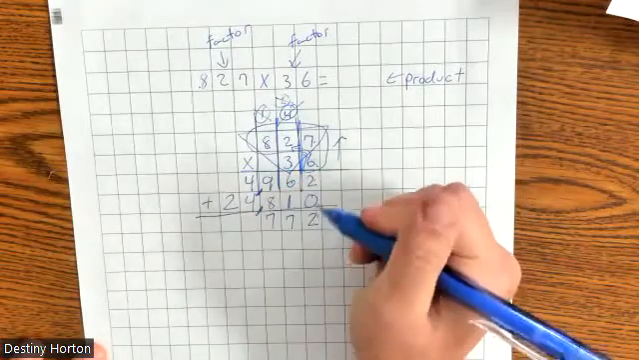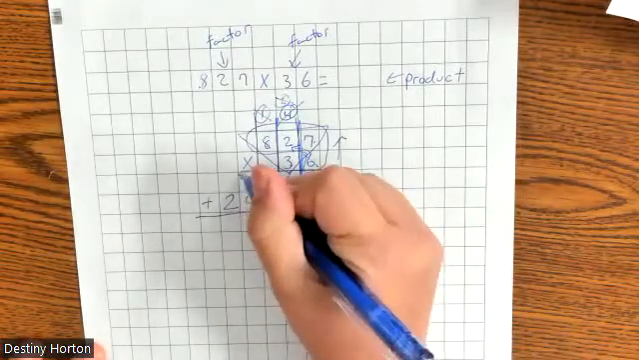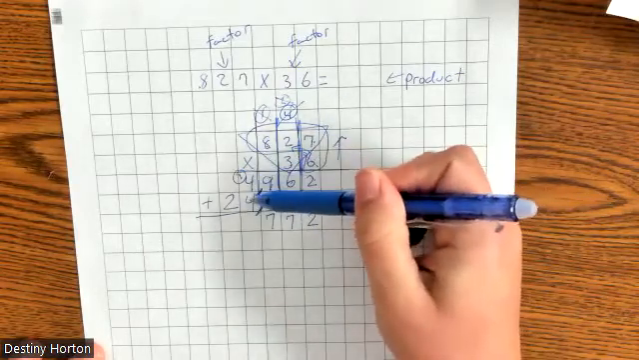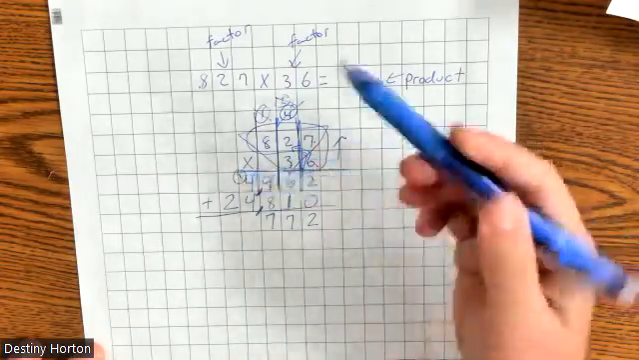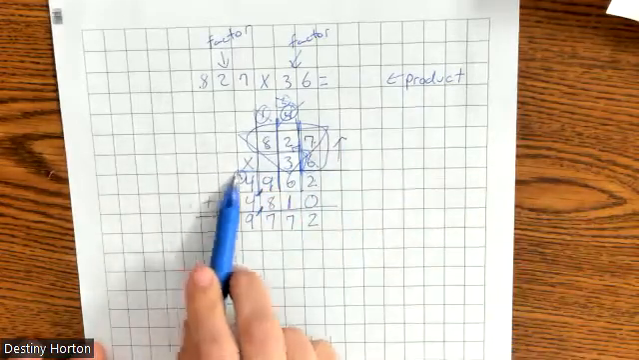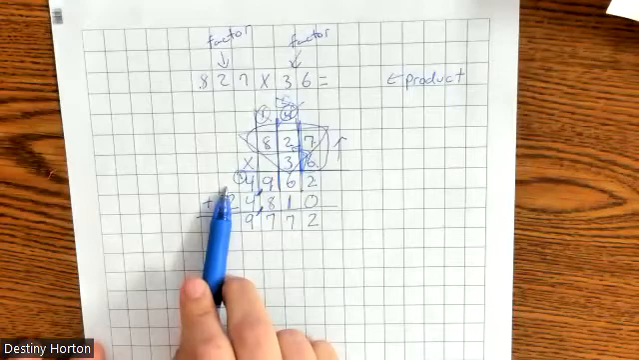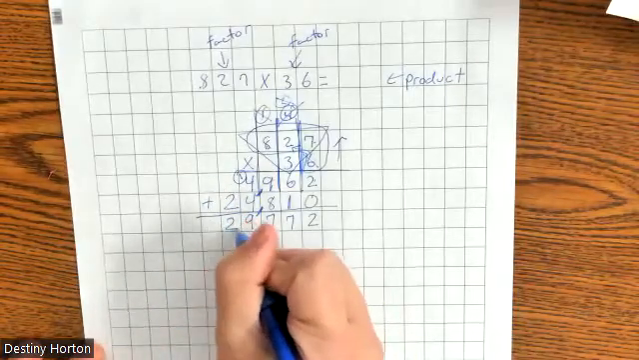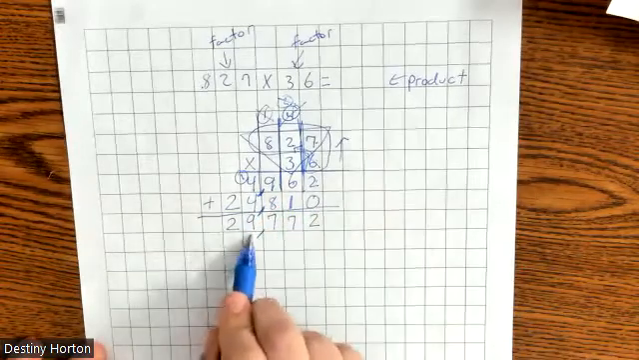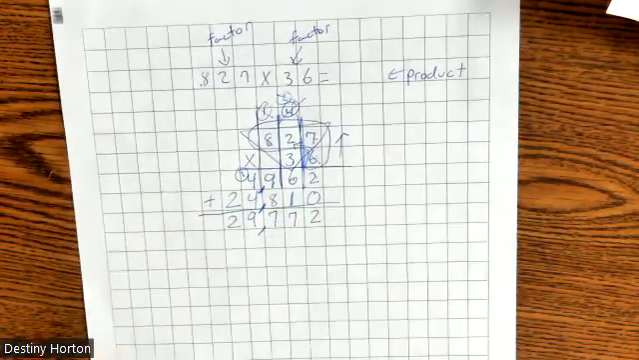So I put a 7 in my hundreds place, and I regroup my 1 to the thousands. Now I can do 4 plus 4, which is 8, add the 1 I regrouped, which gives me 9. Now my 2, I have nothing that I regrouped over to the 10,000s place, so I just bring it down. So it gives me the final product of 29,772.